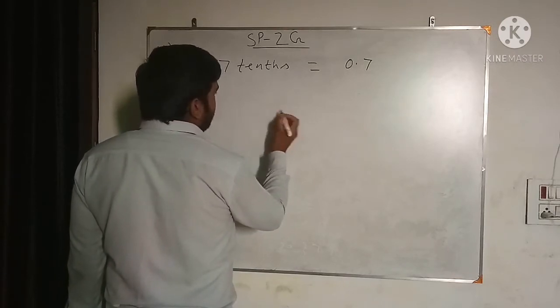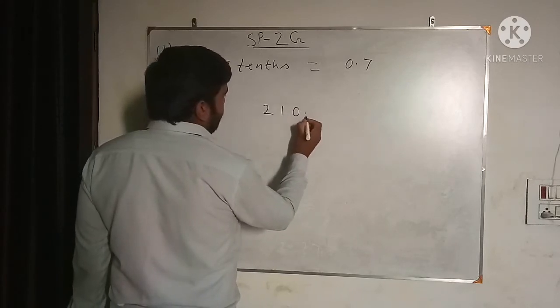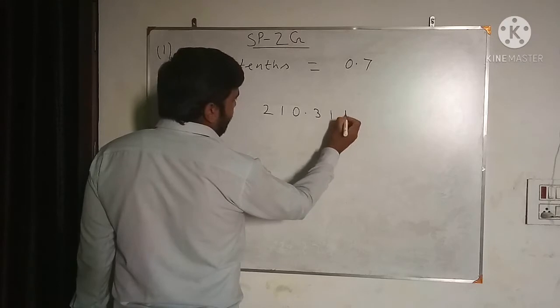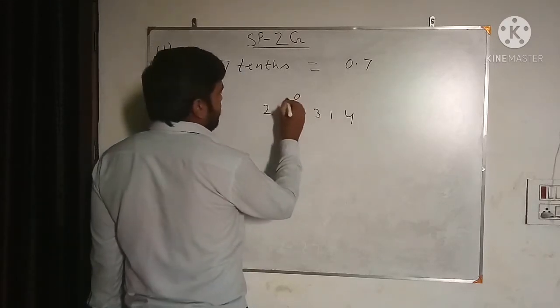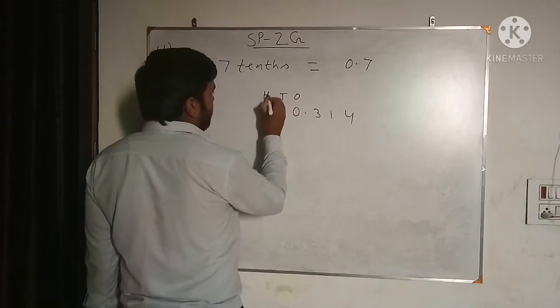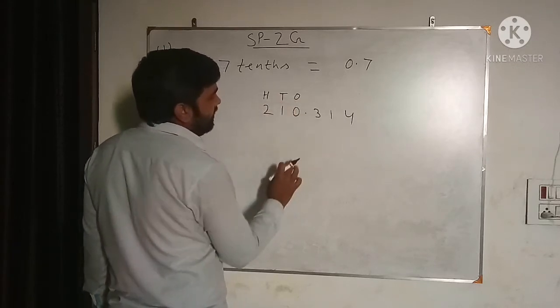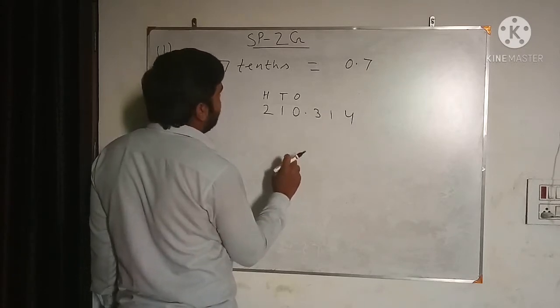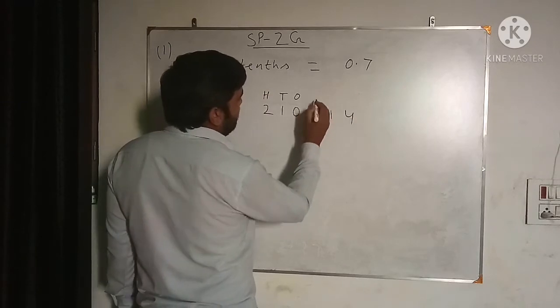suppose a number is written 210.314. So that is the ones place, that is tens place, that is hundredth place. But the digit after the point, after the decimal, the first place is called the tenth place.